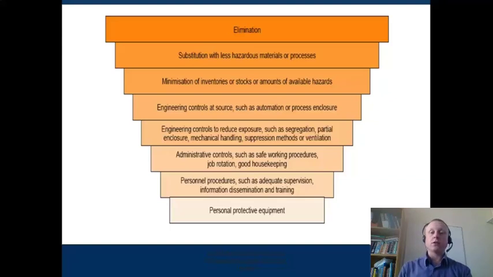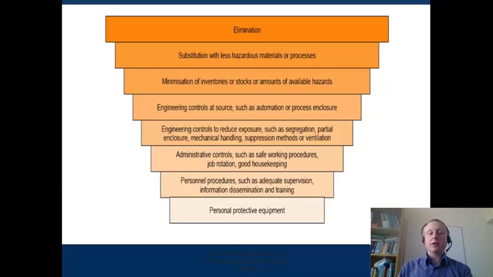Minimization of inventories of stocks or amounts of available hazards. So what it's saying here is, for instance, if you have a stock of something which is flammable or explosive, then only order in as much as you absolutely need and then have deliveries more regularly. And so for that sort of thing, just by stock taking, you can reduce the level of risk from the hazard.